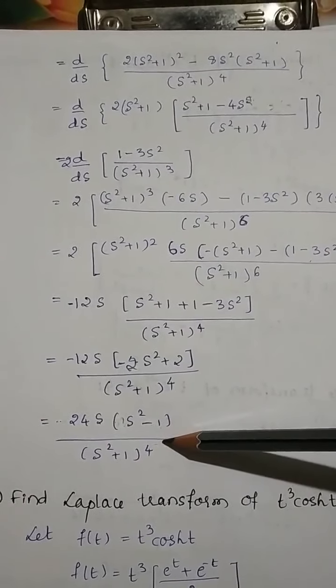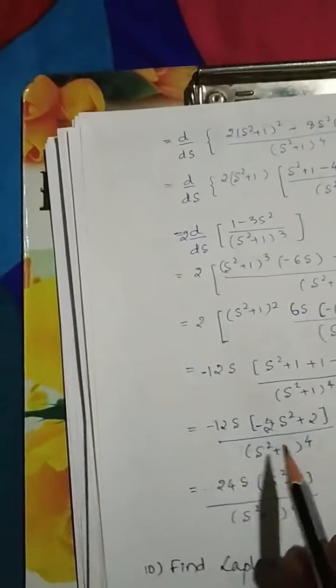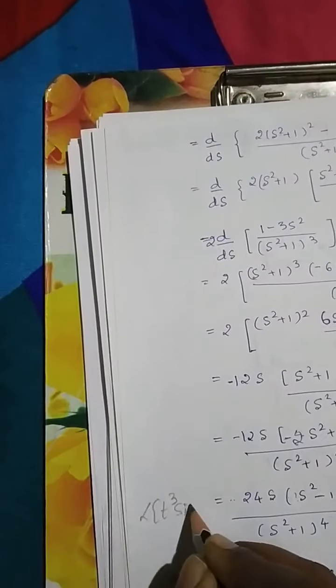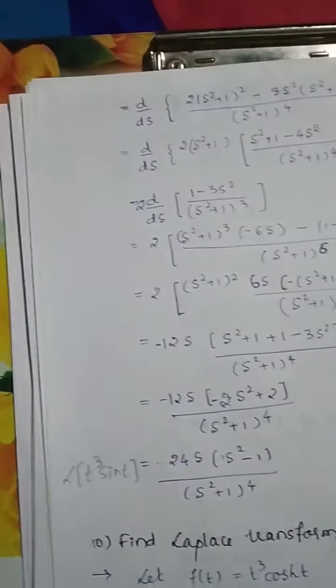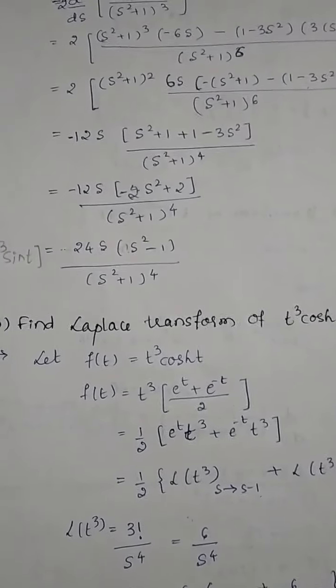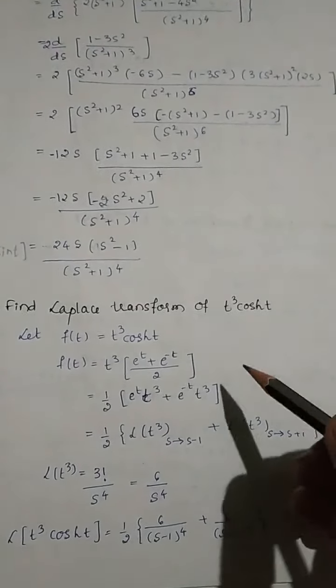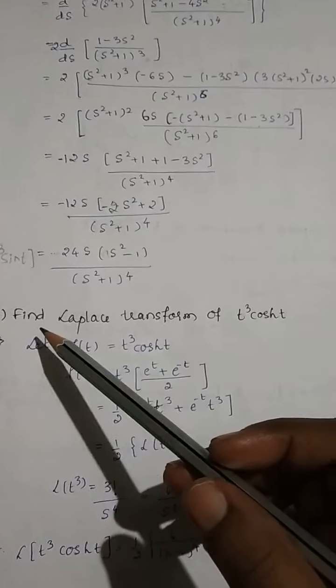This is the Laplace transform of the given function, that is L of t cube sin t, which is 24s into bracket (s square minus 1) upon (s square plus 1) whole raised to 4. Let's go for the next one.